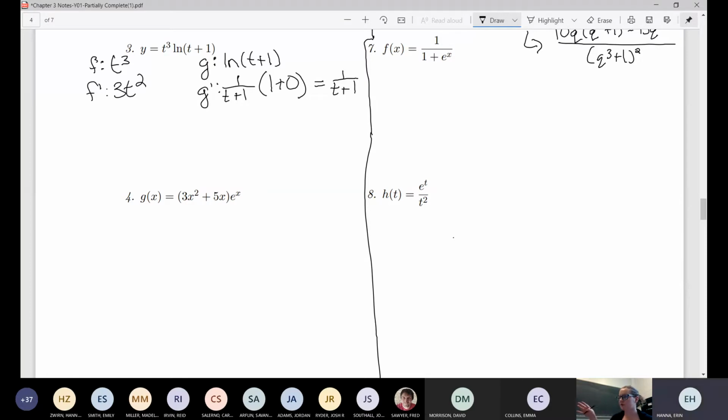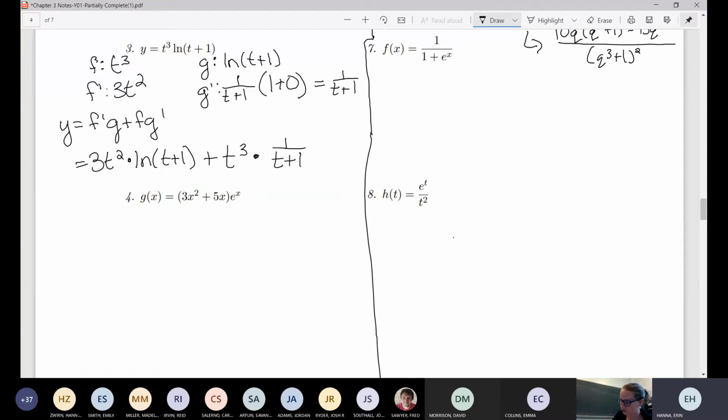So now we have our 4 pieces. Just to remember, it's f prime g plus f g prime. So we have f prime times g plus f times g prime.